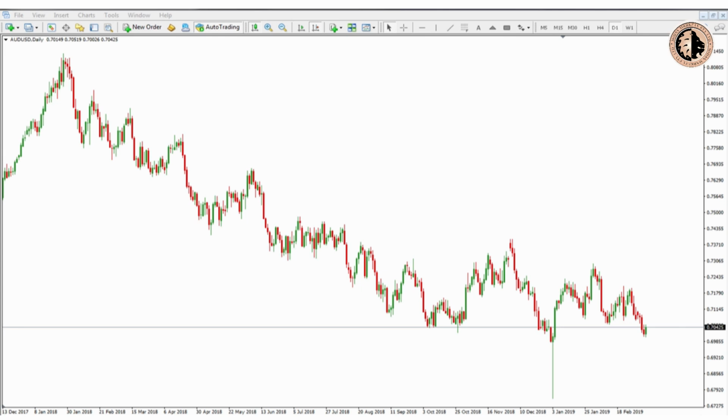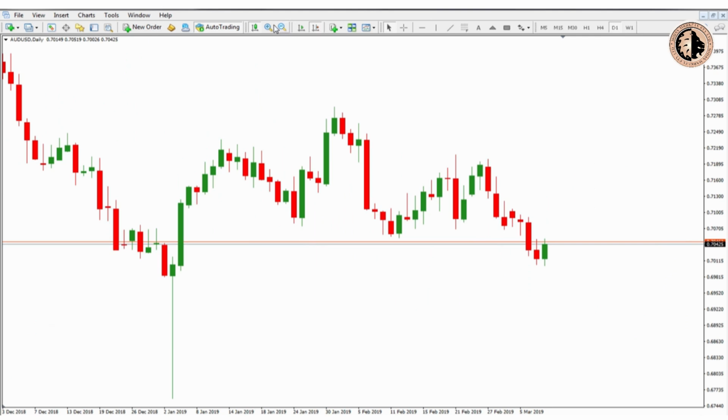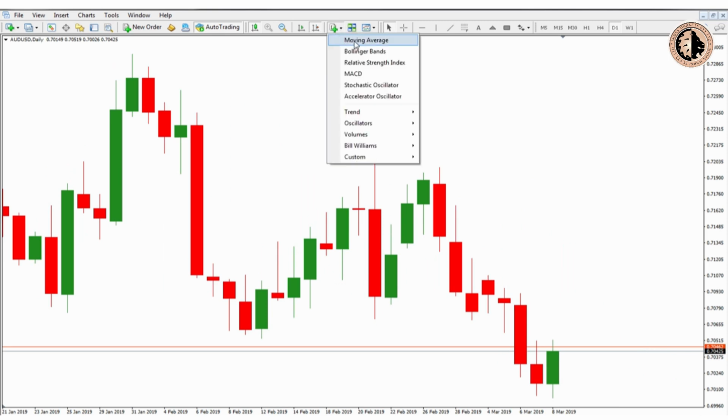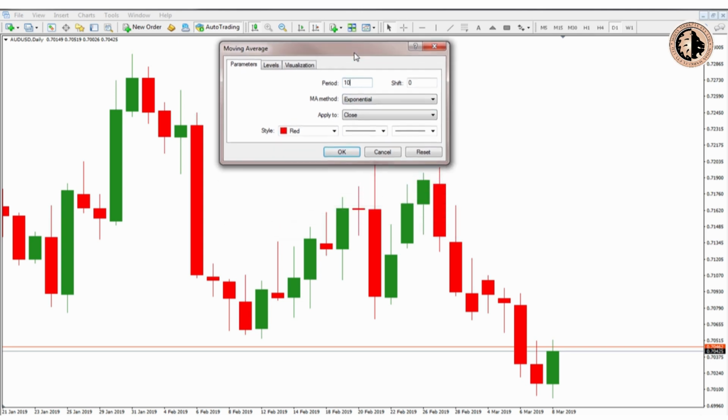Moving average represents the average of a price over a period of time. Let's first select the indicator. If I enter 10 in the period field, what does that mean? This means that the indicator will take the last 10 candlesticks into the calculation. 1, 2, 3, 4, 5, 6, 7, 8, 9, 10. So these 10 candlesticks will be taken into account by the indicator.